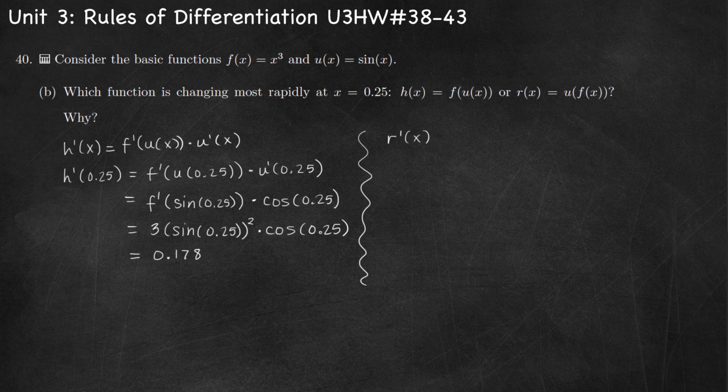So r prime of x, r of x is u of stuff, so the derivative of r is u prime of the stuff times derivative of the stuff. So u prime of f of x times f prime of x, and we're going to evaluate that when x is 0.25. So we get u prime of f of 0.25 times f prime of 0.25. And f of 0.25 is 0.25 cubed.